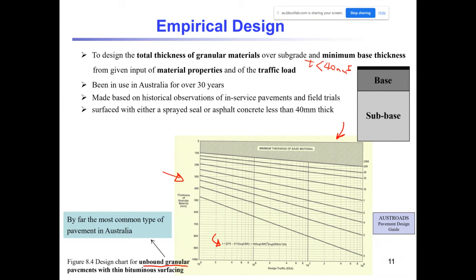How about the surface here? The surface can be a sprayed seal, or it can be one asphalt layer with the thickness less than 40 millimeter. When the thickness is less than 40 millimeter, it is a very thin layer, and that layer cannot be considered as a structural component, right? This won't give any strength, so we ignore the strength of that layer in the analysis. So the surface course is not considered as a structural component for us in this case.